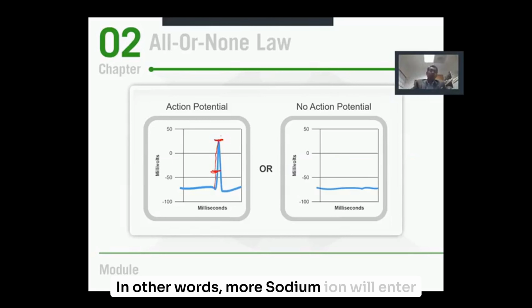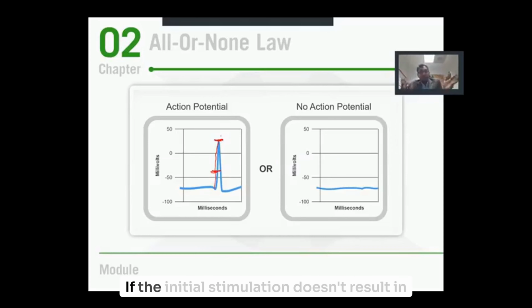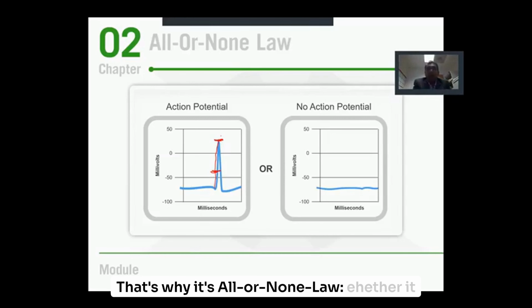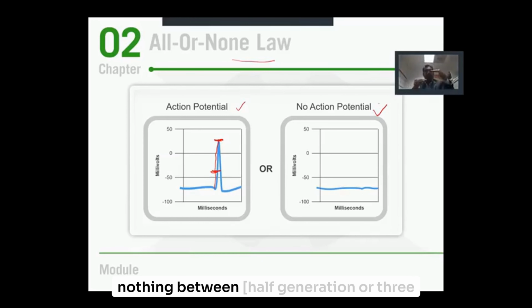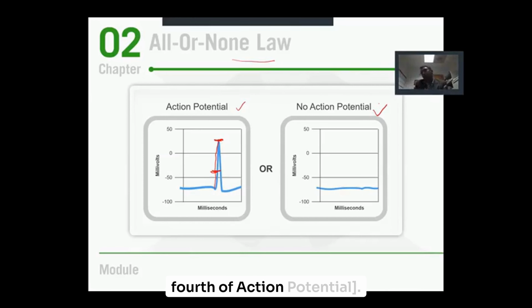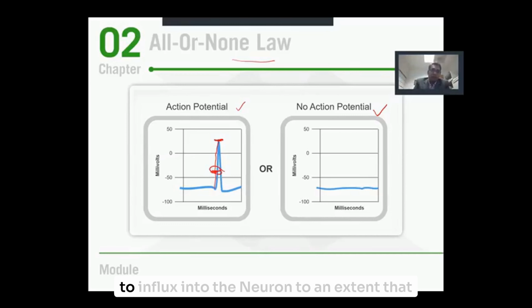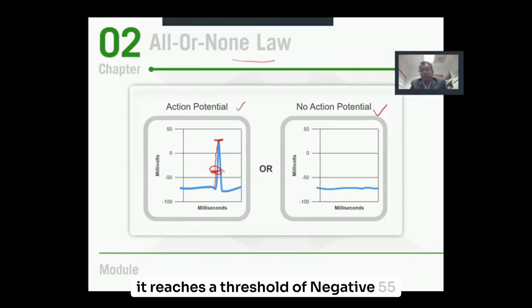In other words, more sodium ions will enter the neuron and it reaches positive 35 millivolts. If the initial stimulation doesn't result in a potential of negative 55 millivolts, then there is no action potential generated. That's why it's called the all-or-none law. Whether it is generated or not, there is nothing in between, no half or three-fourths of an action potential. It all depends on whether the stimulation is sufficient for the ions to influx into the neuron to an extent that it reaches a threshold of negative 55 millivolts.